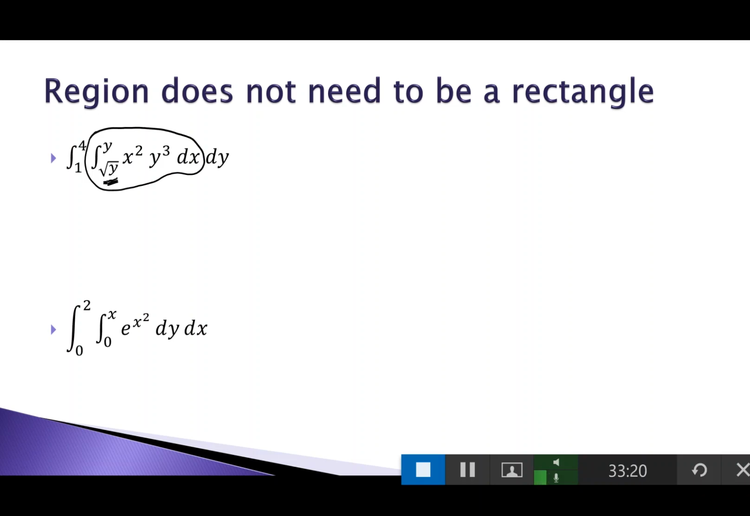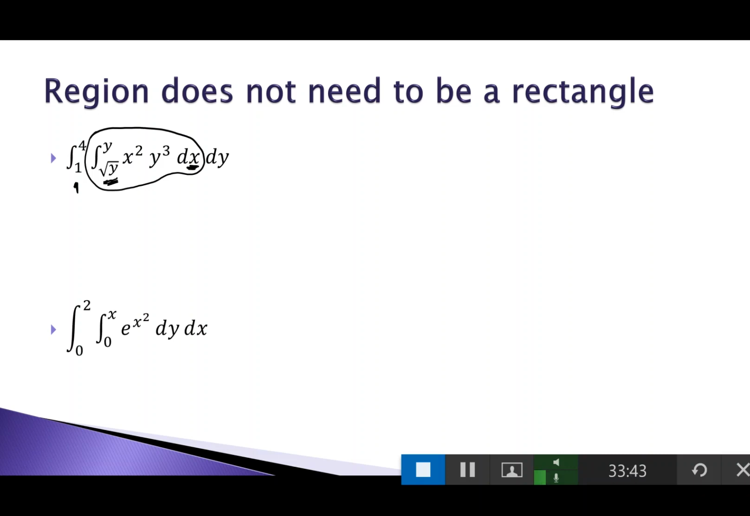Notice my limits of integration have variables, and the variable is different than the thing I'm integrating with respect to. I have a dx, and my limits of integration are y's. And also notice on the outside I have numbers. You should never have variables on your outside integration. They should always be numbers.